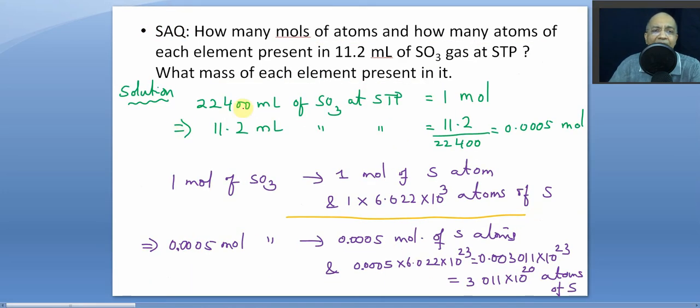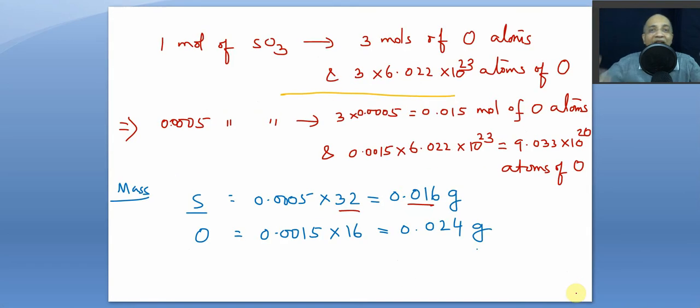Now see, I have done it in a different way, step by step analysis. 22,400 milliliter at STP, 1 mole. Then same number of moles. 1 mole of SO3 contains 1 mole of sulfur. That means 1 mole of sulfur and 1 into Avogadro's number of atoms. So 0.0005 mole of SO3 will contain 0.0005 mole of sulfur and 0.0005 into Avogadro's number of sulfur atoms. So we are doing it element wise.